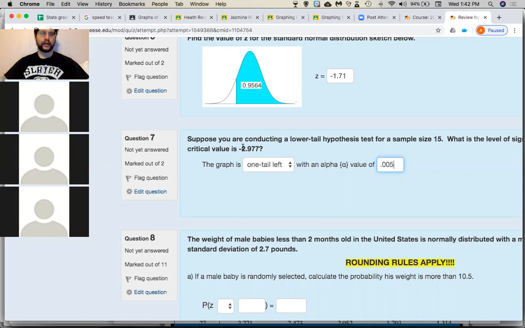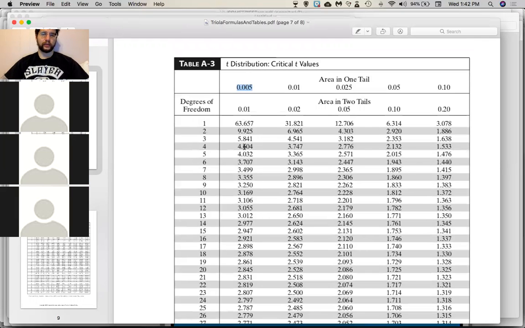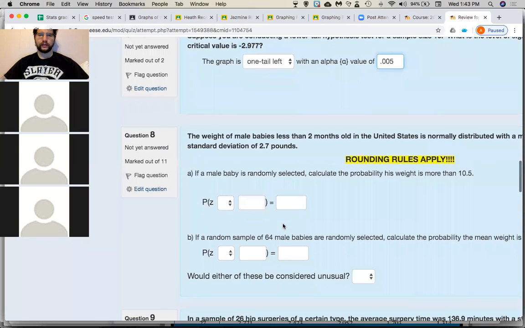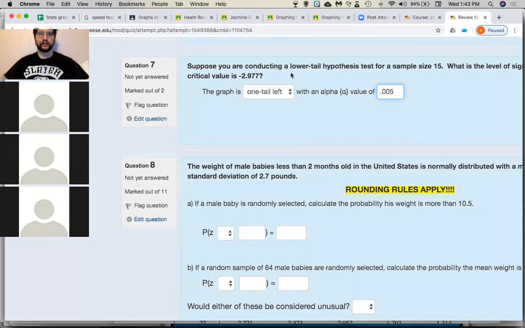Notice I completely ignored the negative. Yeah, you completely ignore the negative. If it's a left tail, it's negative. If it's a right tail, positive. The chart's only got the positives. So you have to correct the sign on it based on whether it's a left tail or a right tail.